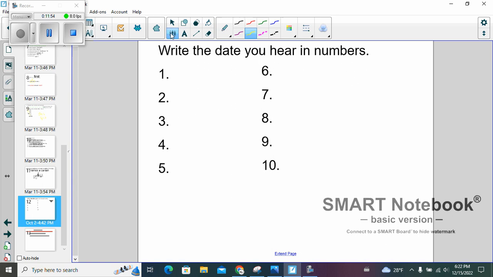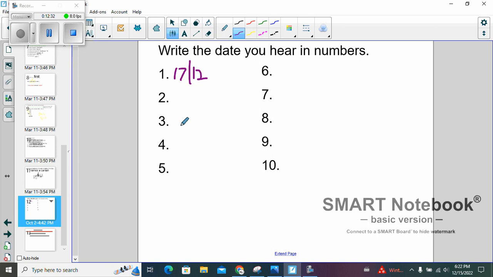Number 1. Es el 17 de diciembre. If you're not done writing it, you should pause it. You can always rewind and replay if you need to hear it anymore. Or if you're ready, you can check your answer. 17 is 17, and diciembre is December, so that is December 17.